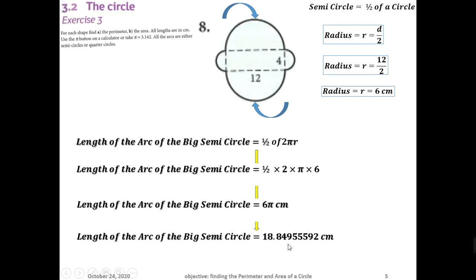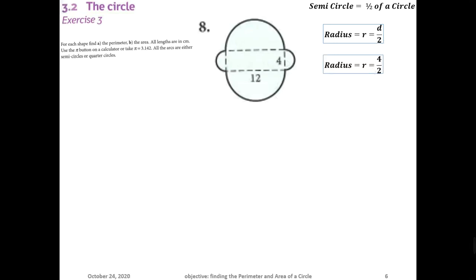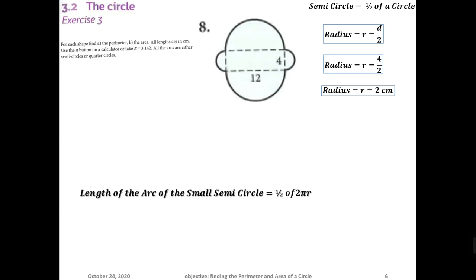We're not done yet. We must follow the exact same steps in calculating the length of the arc in the small semicircle as following. So the semicircle, once again, is half of a circle. The radius in here is the diameter over 2, or half of the diameter, which is half of 4. So the radius of the small semicircle is actually 2 centimeters. Write down the general formula of finding the length of an arc in a semicircle, which is half of 2 pi r.